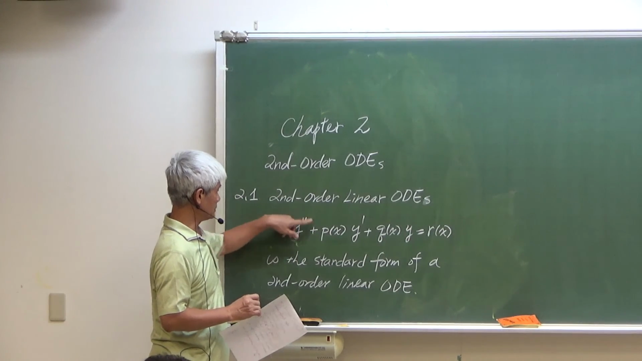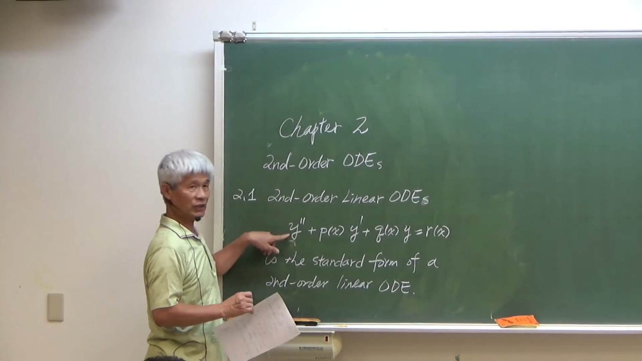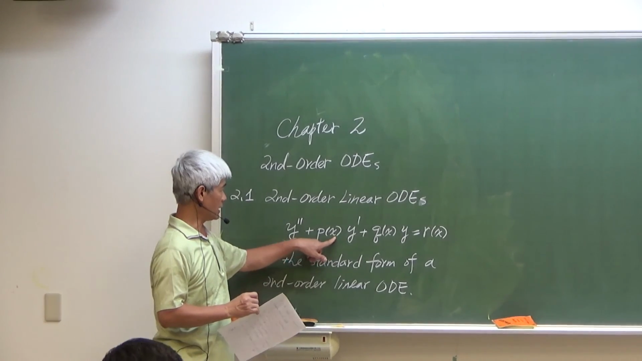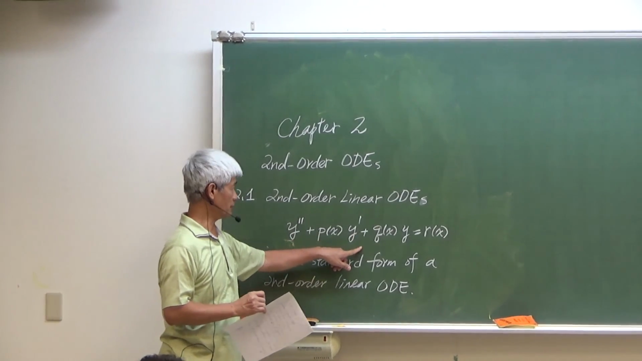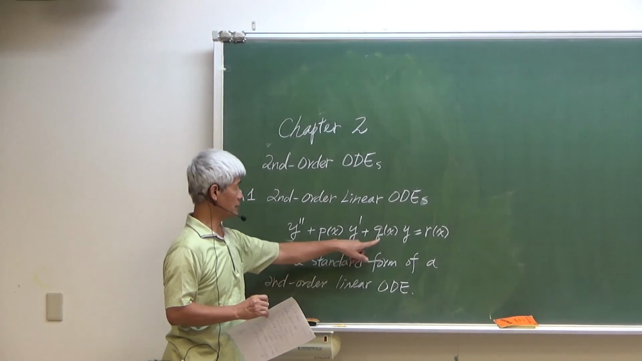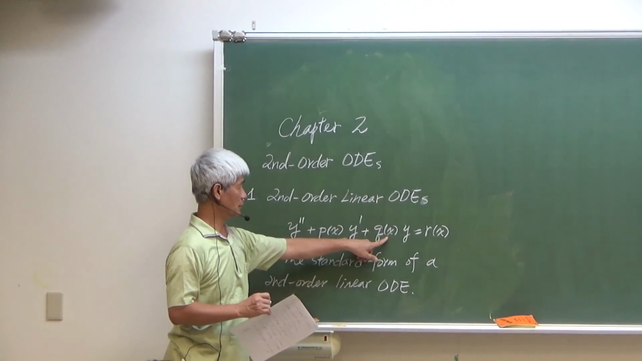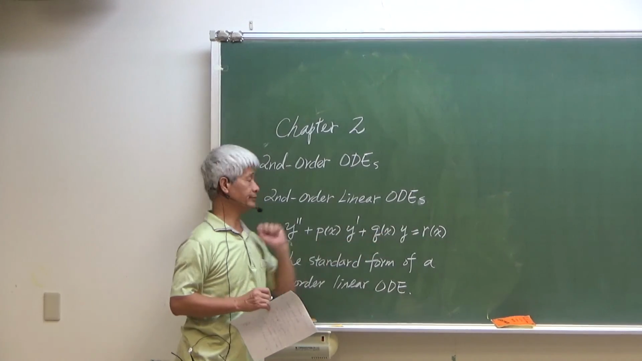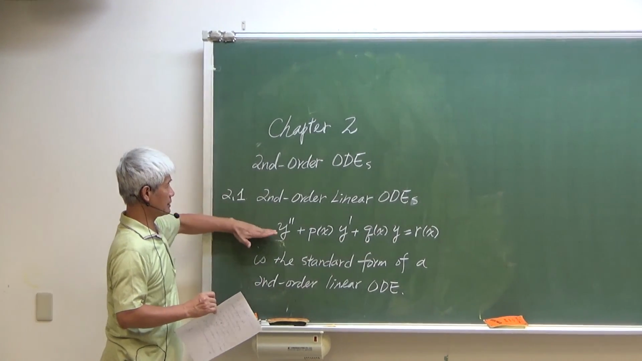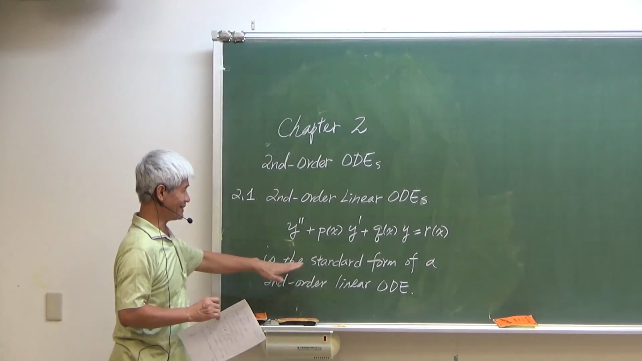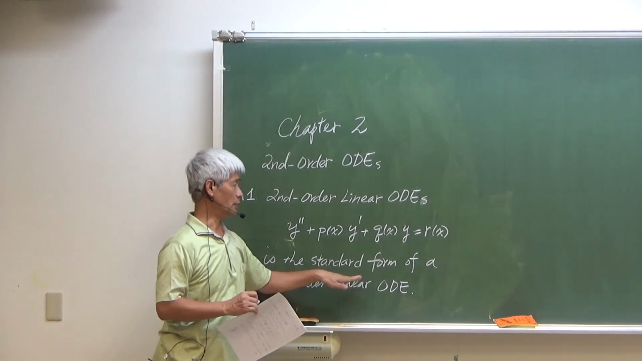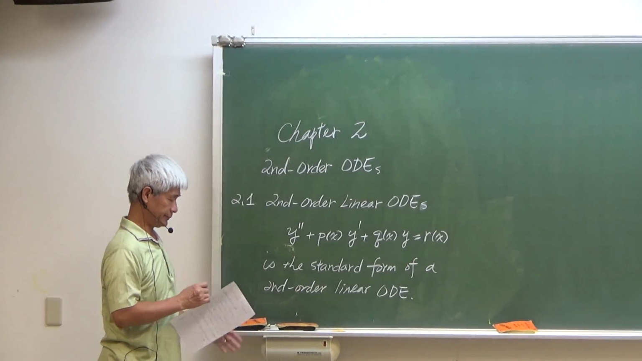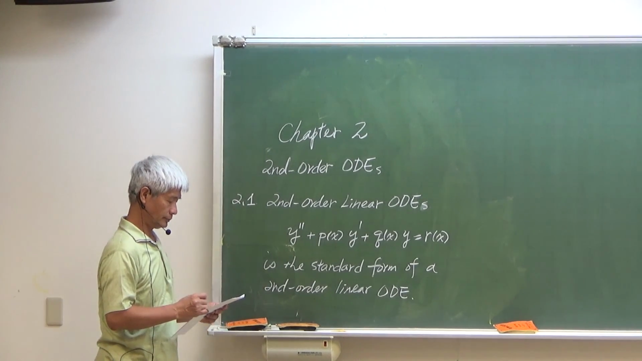has the second derivative of a function y of x plus a function of x times the first derivative of y, and plus a function of x times y equal to a function of x. And this ODE actually is the standard form of a second order linear ODE.